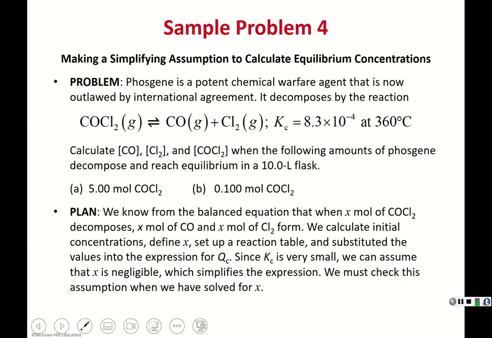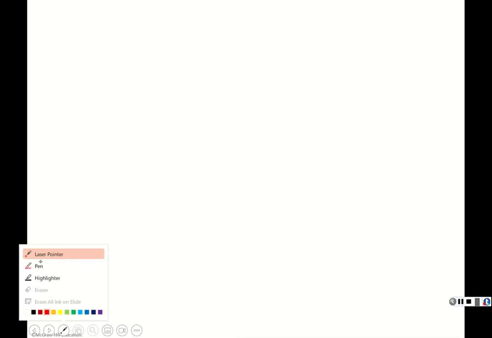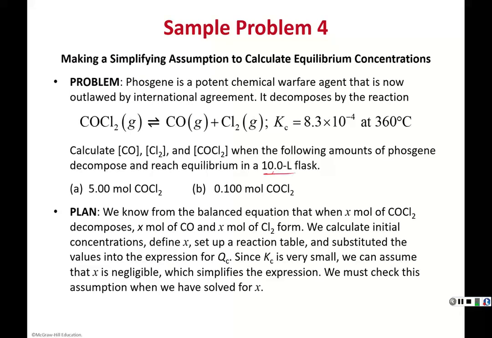Okay, so let's look at the first case. We have 5 moles of phosgene. Our reaction is phosgene goes to carbon monoxide plus chlorine gas. And we know we have 5 moles, and it's in a 10-liter flask.